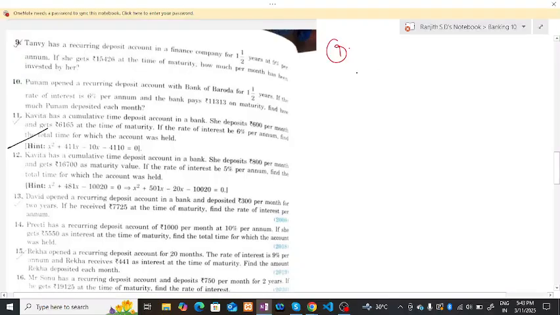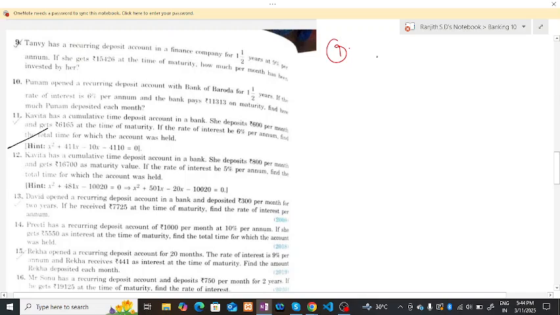Tanvi has a recurring deposit account in a finance company for 1.5 years at 9% per annum. If she gets 15,426 at the time of maturity, how much per month has she invested? Okay, how much per month has been invested? Fine. Now tell me the data. What are the data given?